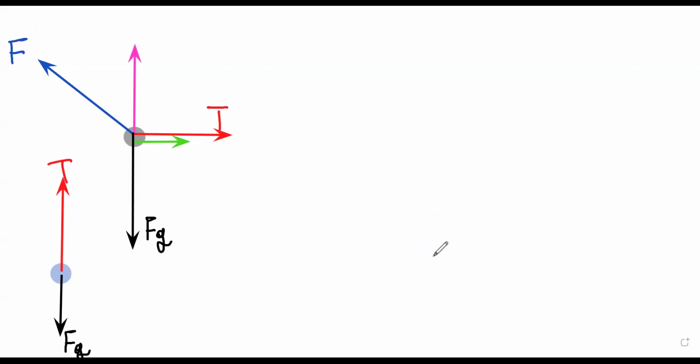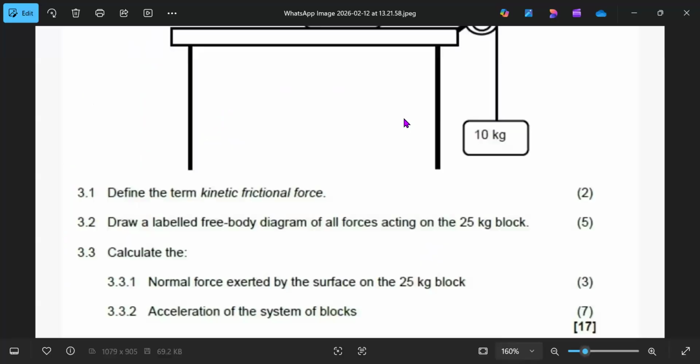Well, you'll also say applied then. Perfect. So that's how the free body diagram is supposed to look like. And you can see there are 5 forces there, which is why the mark allocation is 5 marks.